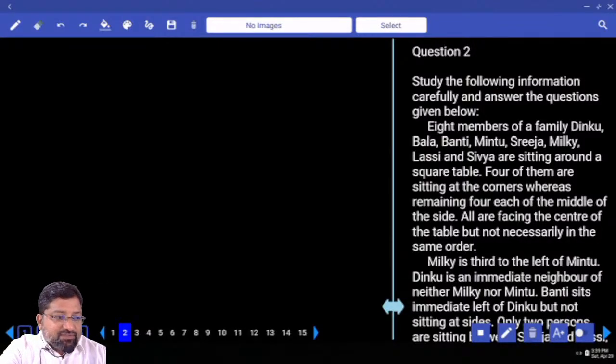Try to solve the questions from reasoning. We'll focus mainly on puzzles and all. Look at this question. 8 members of a family, Dinku, Bala, Bunty, Mintu, Srija, Milky, Lassi and Sivya are sitting around a square table. 4 of them sit at the corners where the remaining 4 each of the middle of the sides. All of them facing the center of the table but not necessarily in the same order.